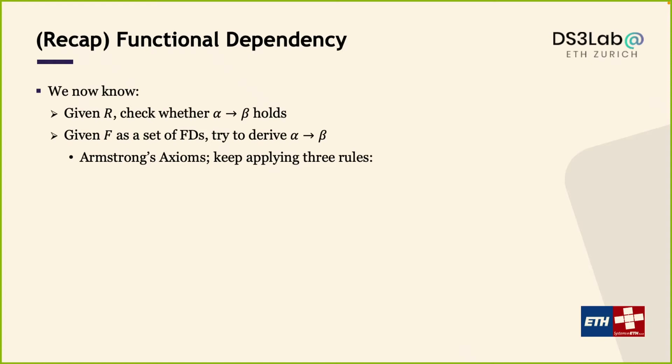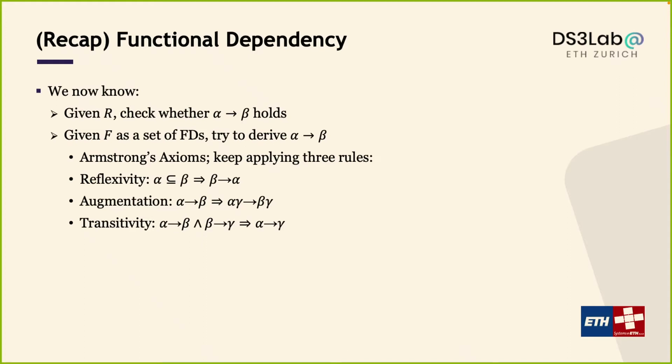axioms. And to derive a new functional dependency from a collection of existing functional dependencies, you can just apply these 3 different axioms again and again. That gives you all possible functional dependencies that can be derived. And these are 3 simple axioms. There's reflexivity: if beta is a subset of alpha, that implies alpha decides beta. There's augmentation: if you have alpha decides beta, you can add another attribute gamma on both sides. There is transitivity: when you have alpha decides beta and beta decides gamma, you have alpha decides gamma.